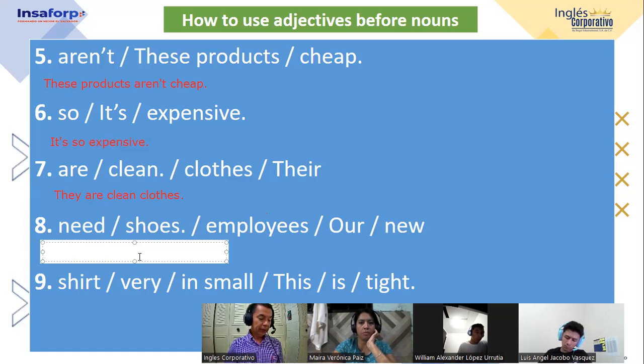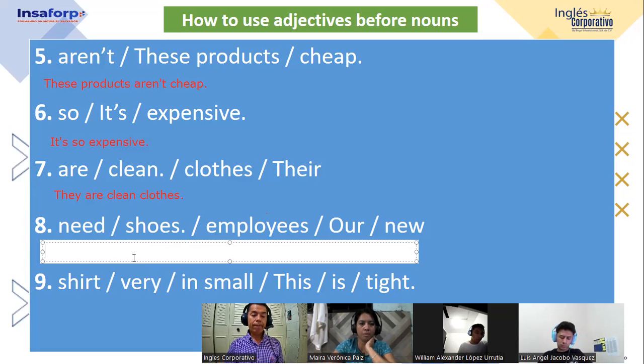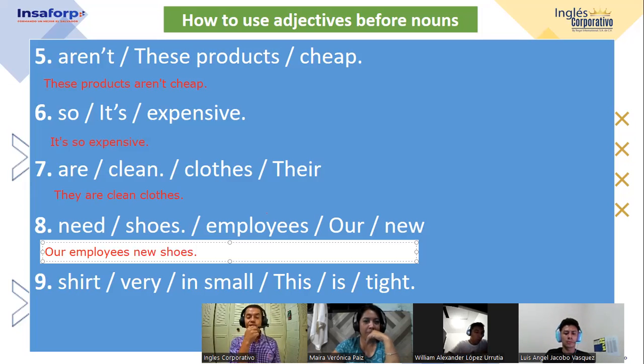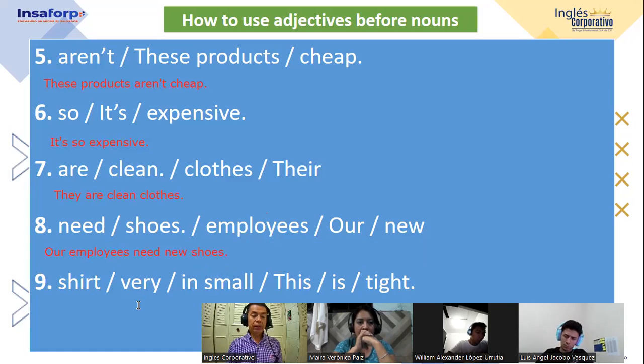Group number 2, please. Number 8. Employees. New shoes. Need. Okay. Our employees need new shoes. Our employees need new shoes. Okay. Thank you very much. And last one, right? The last one.